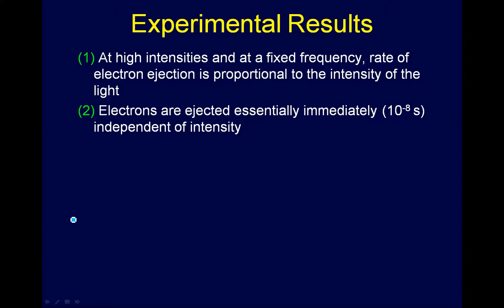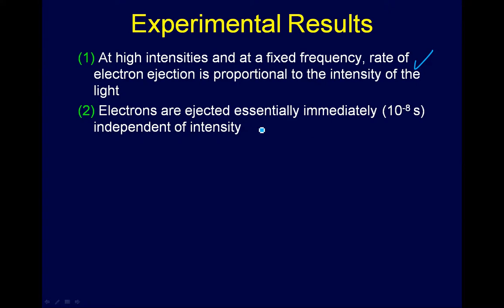So let's look at the experimental results. The first experimental result is that at high intensities and at a fixed frequency, the rate of electron ejection is proportional to the intensity of the light. That's actually good, so that agreed with the wave model, right? Intensity means you're sending more energy to that area per time, and if you increase that, you get more electrons coming out. They agreed with that. Well, the second one, not so much.